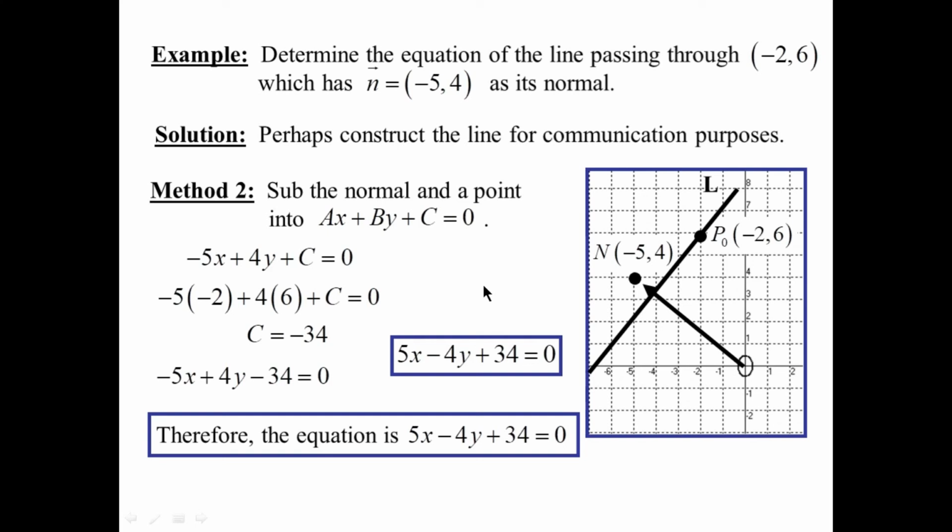What was the other method? Put a point on it, get the direction, dot it with the normal, equate to 0. It's good to have a repertoire of methods.